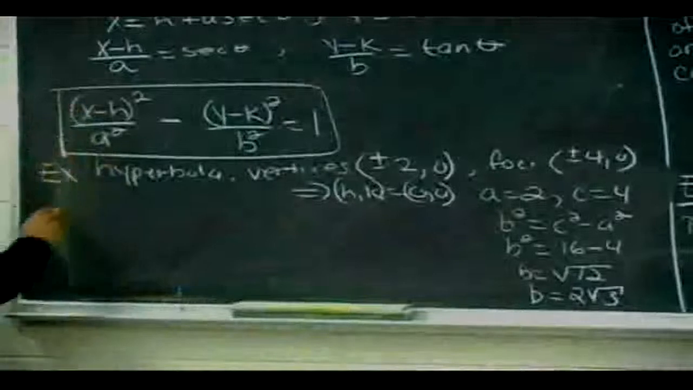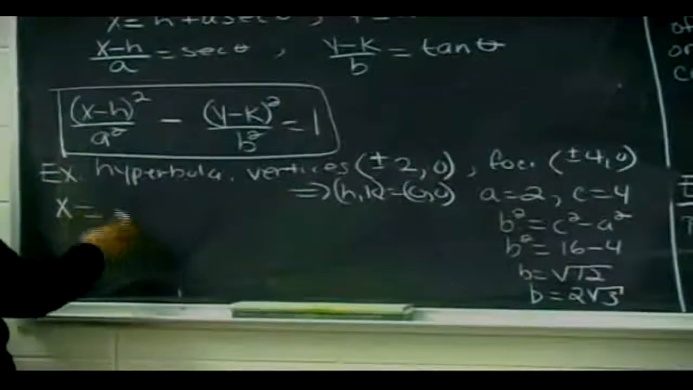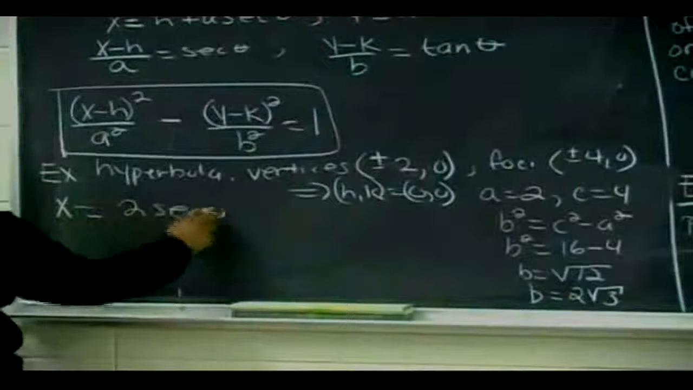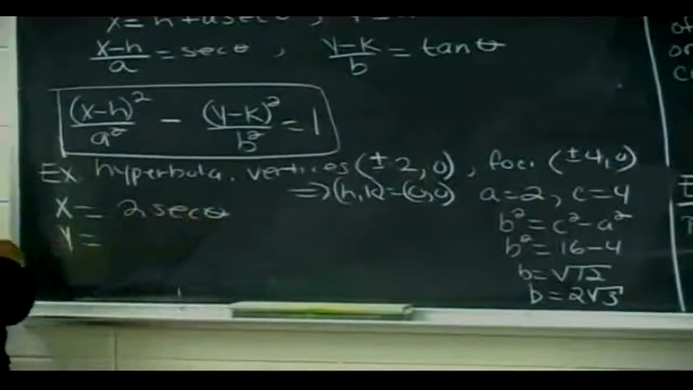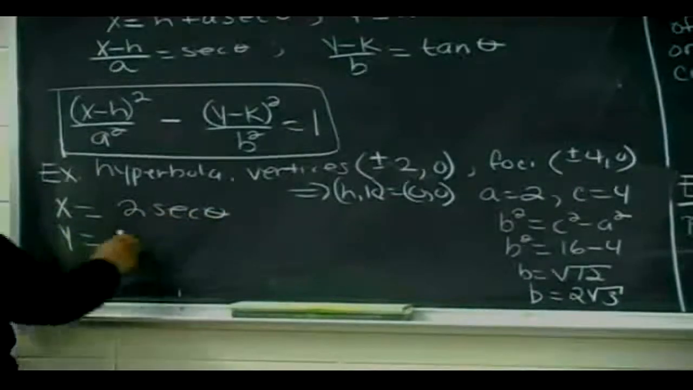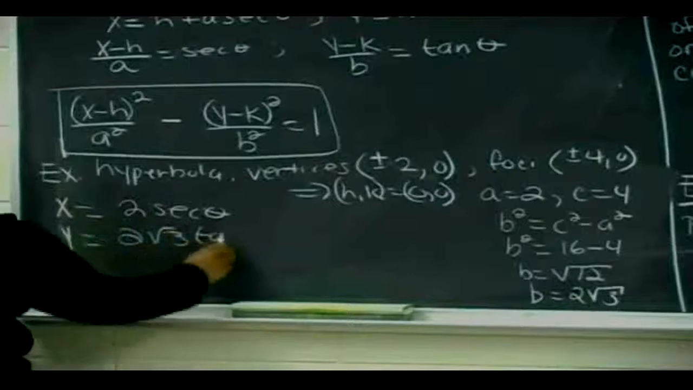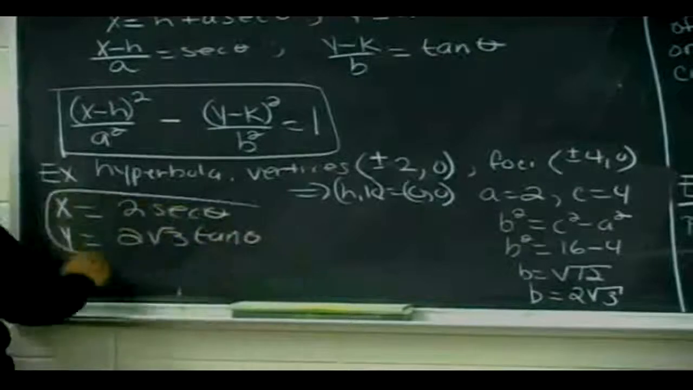So what are my parametric equations? x equals h, which is 0, plus a secant theta, y equals k, which is 0, plus b tangent theta.